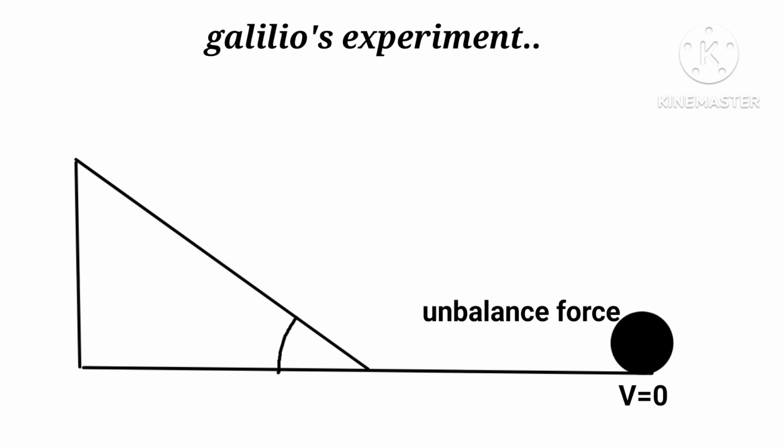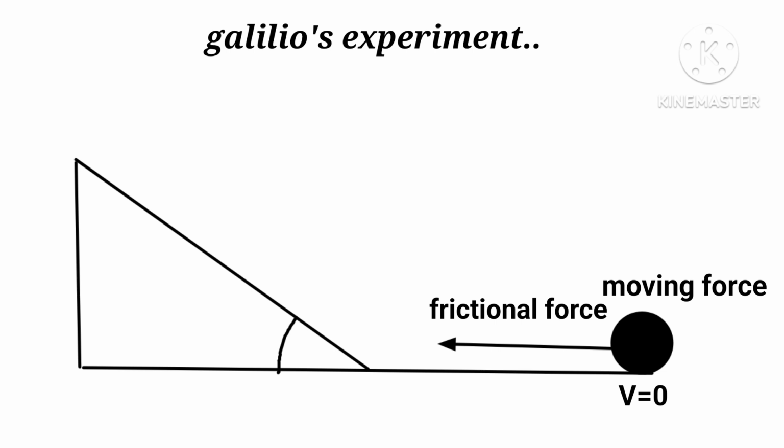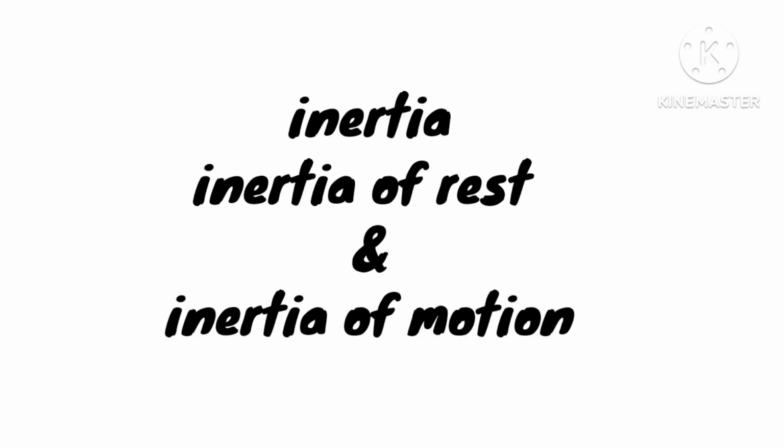Galileo thought it is because of some kind of unbalanced force. The question is, where does this unbalanced force come from? Galileo's answer was, it comes in the form of a frictional force playing against the smooth moving ball. And the ball stops.